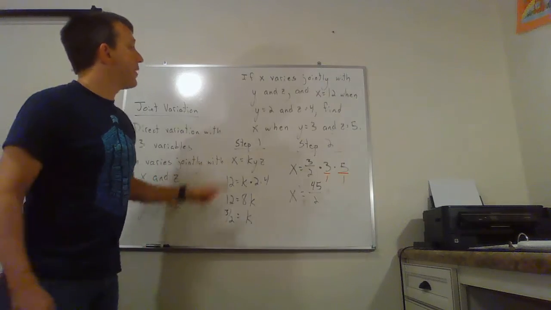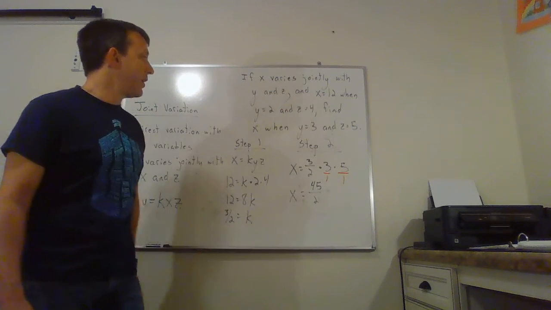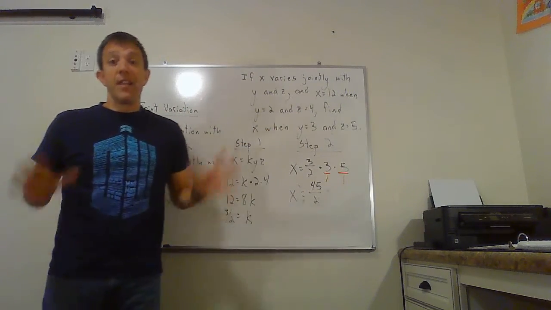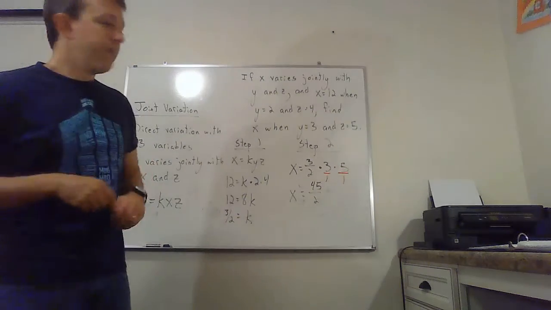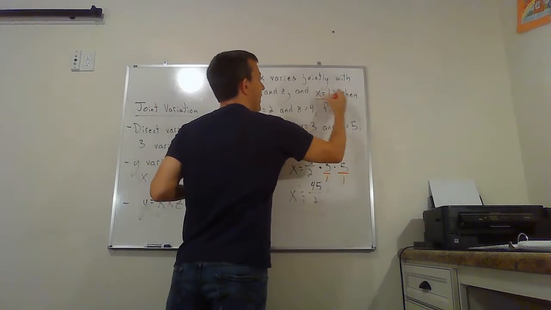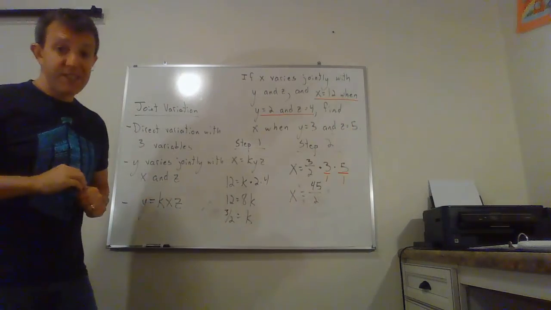All right, but here's our example. If x varies jointly with y and z, and x is equal to 12 when y is 2 and z is 4, find x when y is 3 and z is 5. That's a lot of information. So again, be careful. Cut it into parts. We can see the first part here. X is 12 when y is 2 and z is 4. Okay, that's the first part.